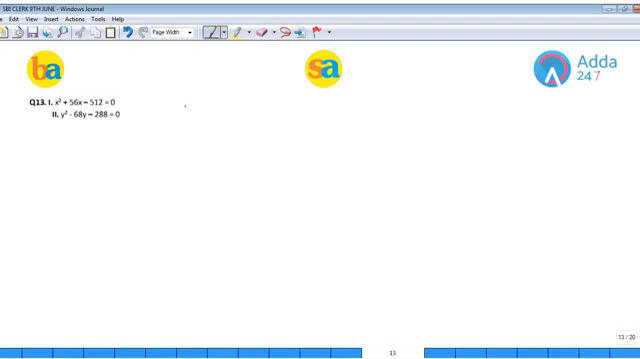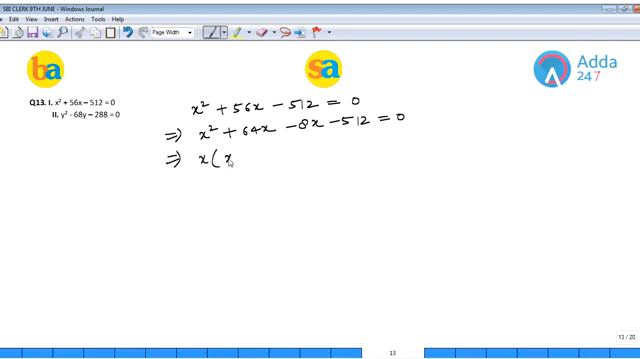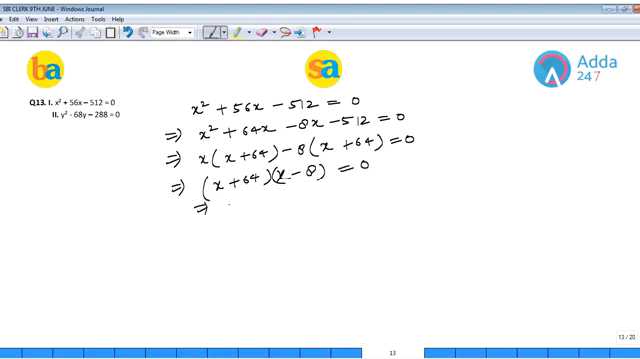Question number 13. The first equation is x square plus 56x minus 512 is equal to 0. This implies x square plus 64x minus 8x minus 512 is equal to 0. This implies x(x plus 64) minus 8(x plus 64) is equal to 0. This implies (x plus 64)(x minus 8) is equal to 0. This implies x is equal to minus 64 and 8.